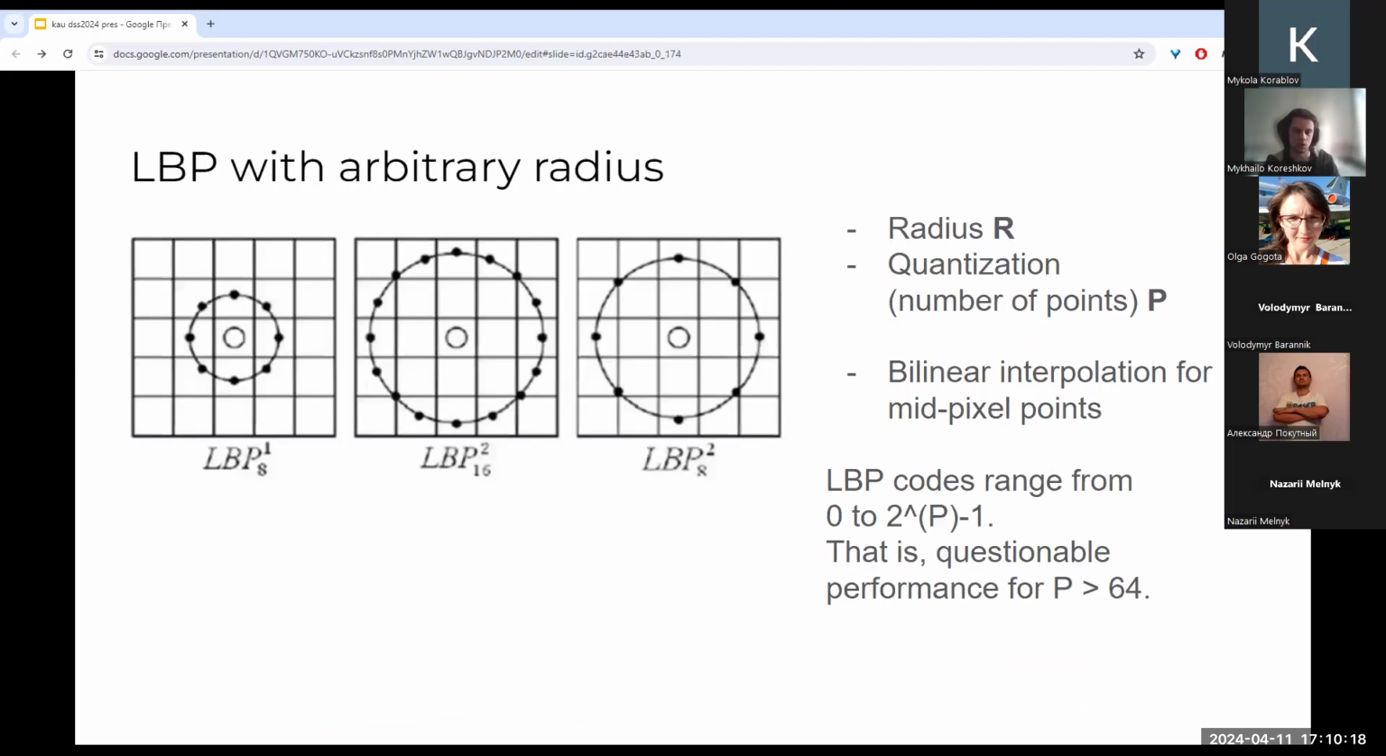But on the other hand, there are local boundary patterns with arbitrary radii. Actually, that's almost what we are working with in our project. Well, we can define some kind of a generalization of this thing. We just define a start pixel, a radius, and a number of points around the central one, and just by sine and cosine get pixel coordinates of the image that we want to sample.